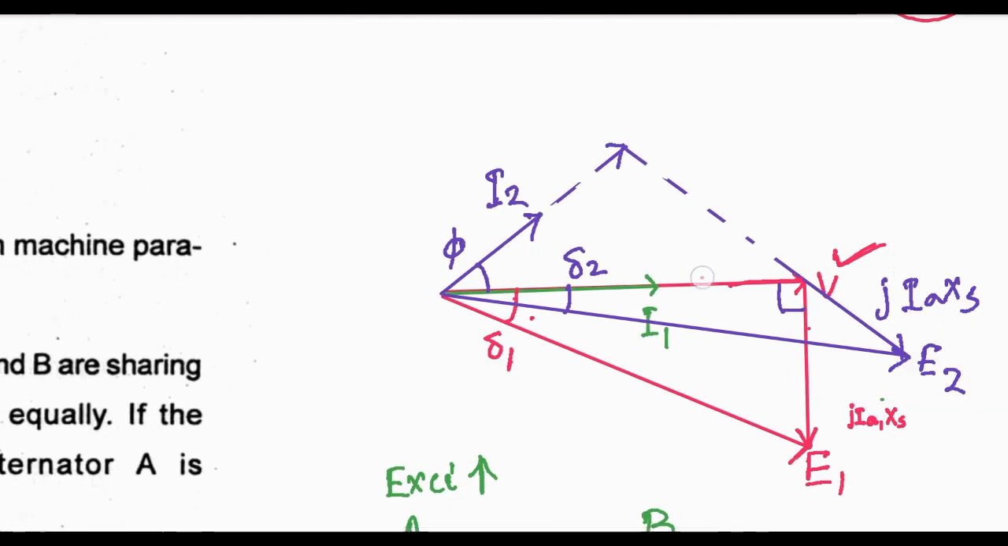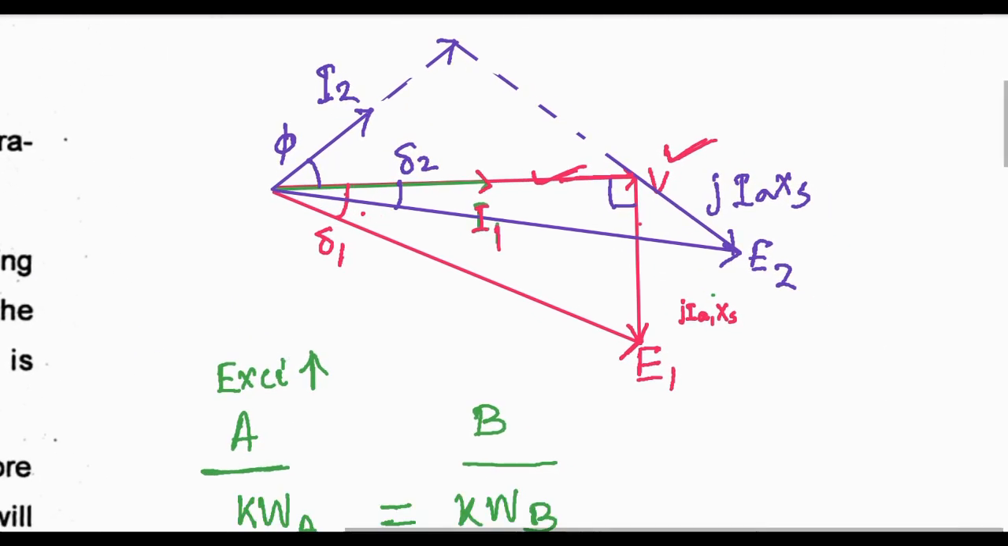As this one is V, current I1 is in phase in the first case. So what will be E1? E1 is the excitation EMF. The excitation EMF is the terminal voltage plus the voltage drop due to synchronous reactance, and this is the synchronous reactance drop. This E1 is the excitation EMF.